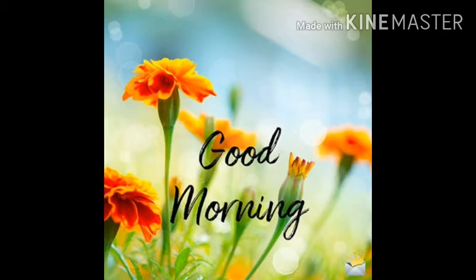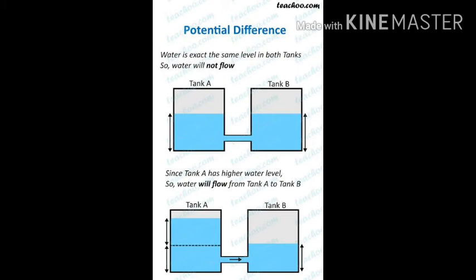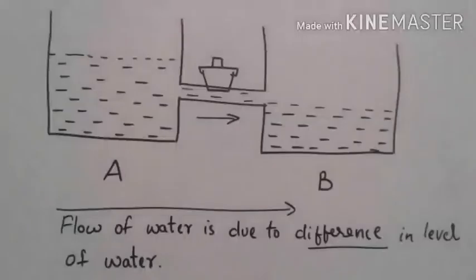Children, in our last class, we studied electric potential difference, and for that we took an example: when the water level in both tanks is exactly the same, water does not flow from one tank to another. The flow of water is only possible when there is a difference in the level of water in both the tanks.